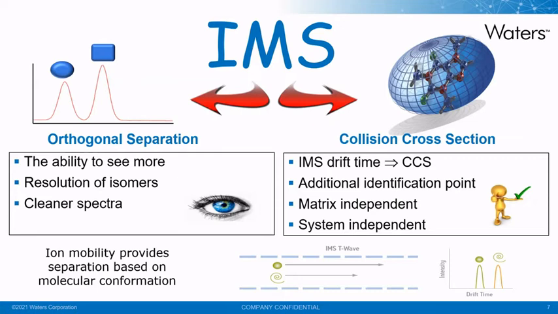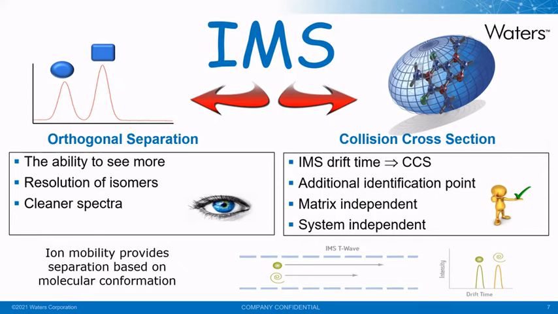It also has the ability to resolve some isomers depending on their size and their structure, and therefore, because you are separating by an additional dimension, you can then obtain cleaner spectra to help with identification.